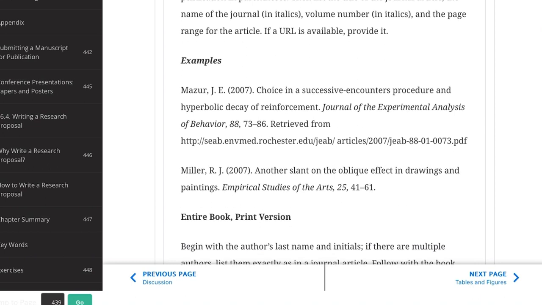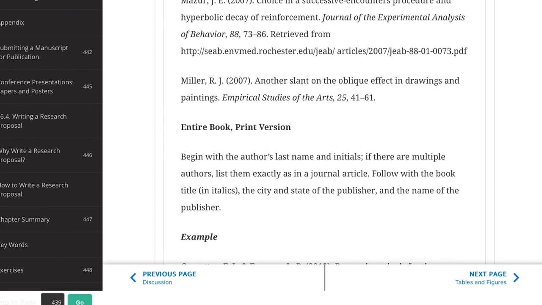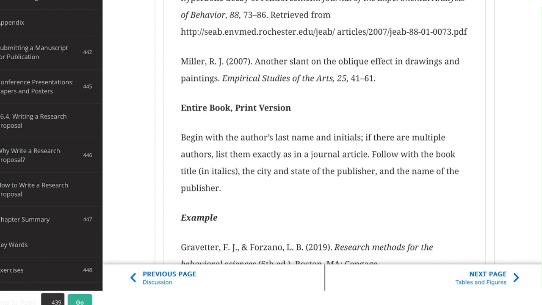Here's what it looks like when there's not a DOI. You can just say retrieved from, and the more information you can provide, the better. But if you don't include that, that's okay too. If it just ended at the page numbers, that would be okay too. But you do want to try to include as much information as possible so that people can find the things you're referencing. And so there's an example. That Miller example is without a DOI or a retrieved from link.